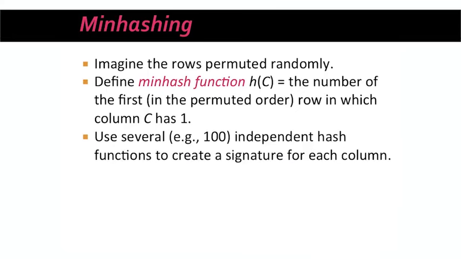To create a signature for each of the columns of a matrix, we pick some number. About 100 is often a good choice of permutations, and use their associated min-hash function, say h1 through h100. For each column, the signature is the sequence of row numbers we get when we apply each of these min-hash functions in turn to the column. It is important to remember that for the entire matrix or collection of sets, we select the min-hash functions once and apply the same min-hash functions to each of the columns.